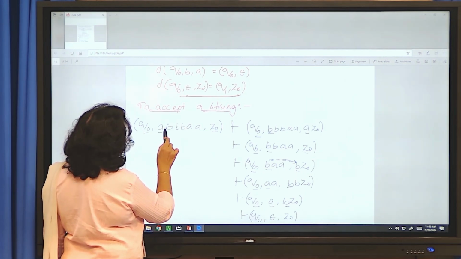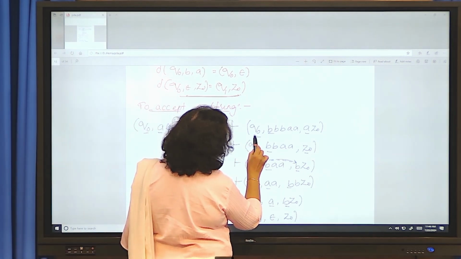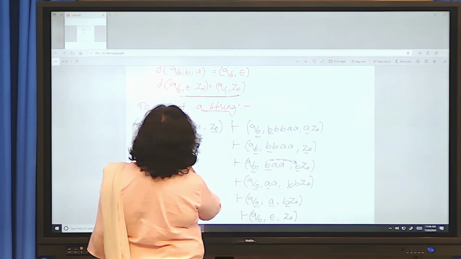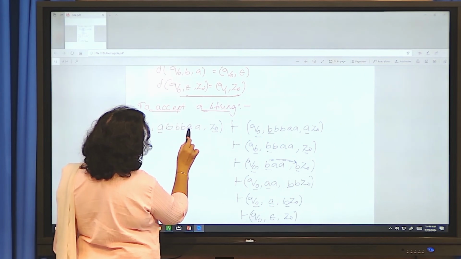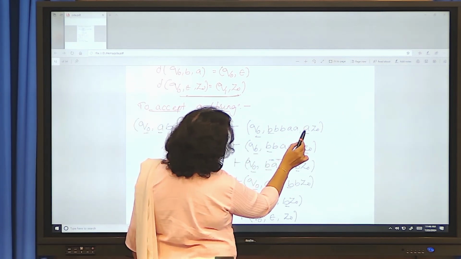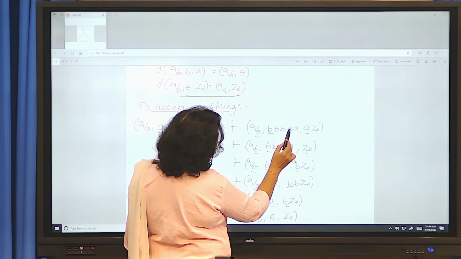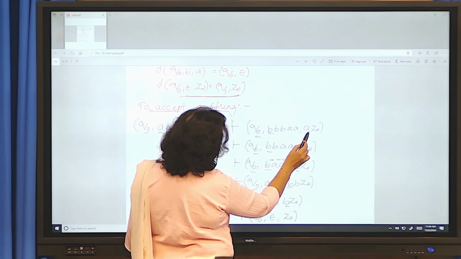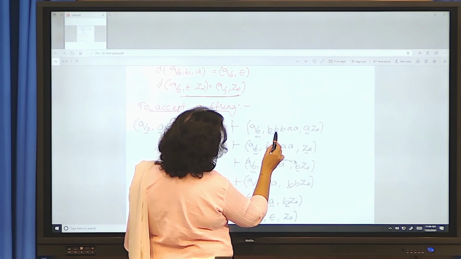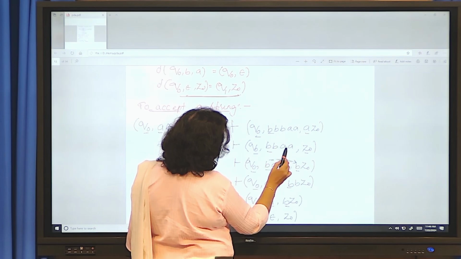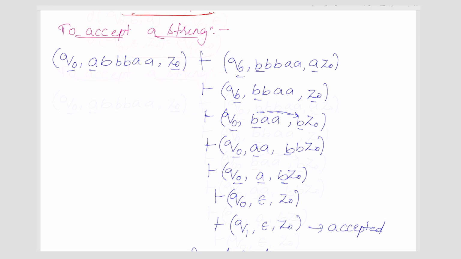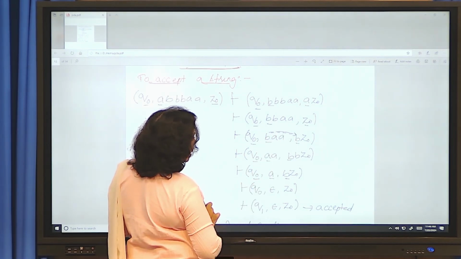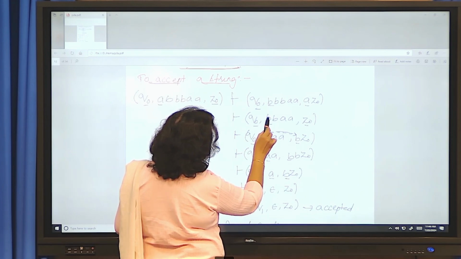So Q0 comma A comma Z0 is Q0. This A goes and sits in the stack. So that A is gone. What is remaining? 3 B's, AA. Now Q0 comma B comma A. So 1B, 1A, pop. B is gone. What is remaining? BB, AA. This A is gone. Now Q0, B, Z0. Push. Q0, this B is gone.